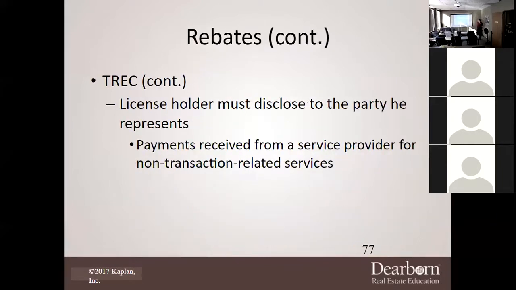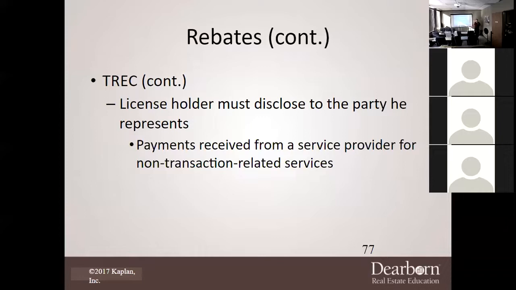Okay. Also, payments received from a service provider for non-transaction related services. So you can get payments from a service provider for transaction related services. So after Mr. Eugene, Miss Linda closes Travis's transaction, he buys a house, and then you go over and you pay Miss Linda something for a non-transaction related service, that's legal. But you cannot directly or indirectly pay Miss Linda a kickback on anything in regards to a home warranty.